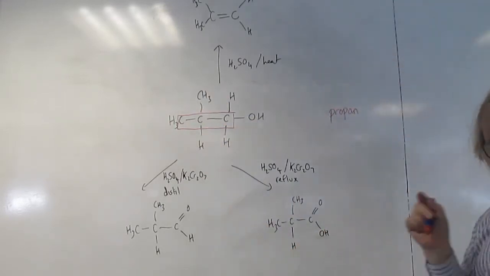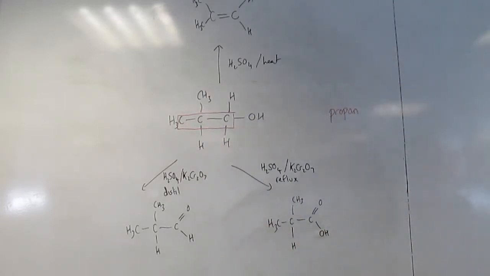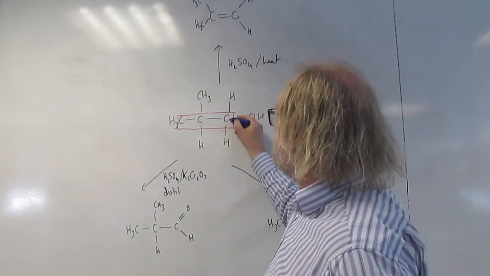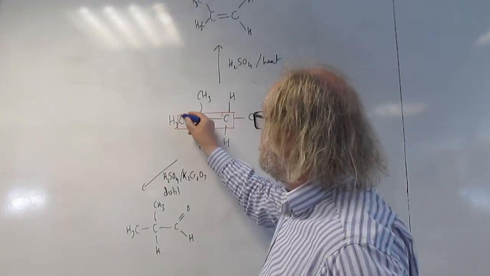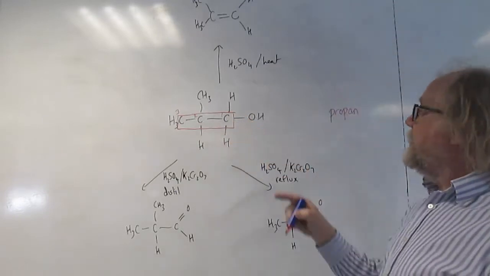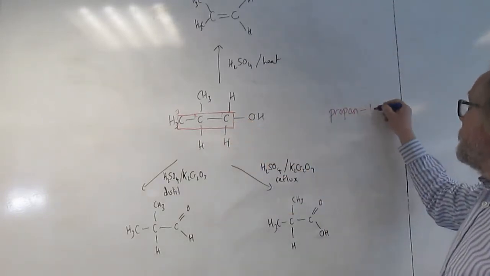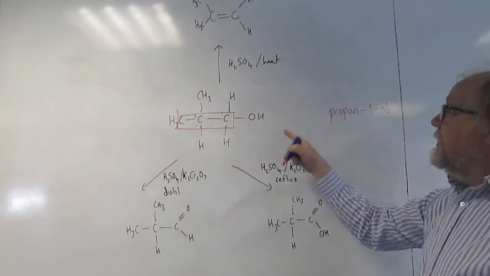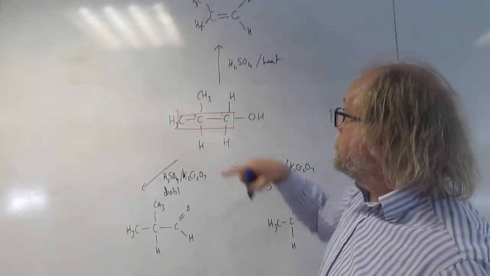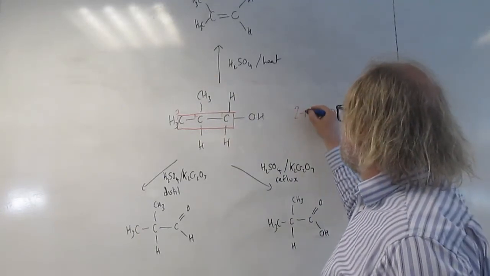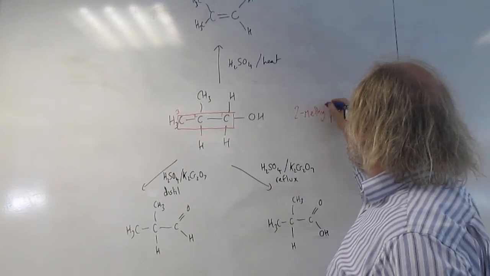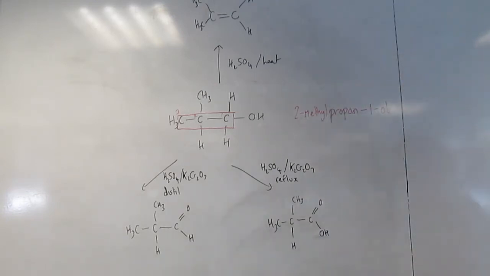And the rule is you want to keep that first number in the name as small as possible. So this is going to be carbon 1, 2 and 3. So 1 has the OH, so that's propan-1-ol. And carbon 2 has the branch, which is a methyl group, so it's 2-methylpropan-1-ol.